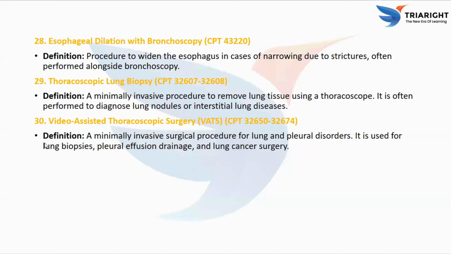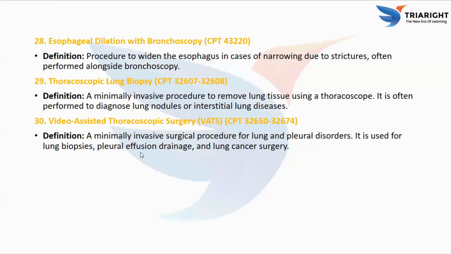And the last procedure is video assisted thoracoscopic surgery, VATS. The code range for VATS is CPT 32650 to 32674. So what is VATS? It's a video guided minimally invasive chest surgery used to treat lung and pleural diseases. What can be done with VATS? It can be used for diagnostic lung biopsy, pleural effusion drainage, lung wedge resection, lobectomy for lung cancer, and also pleurodesis.